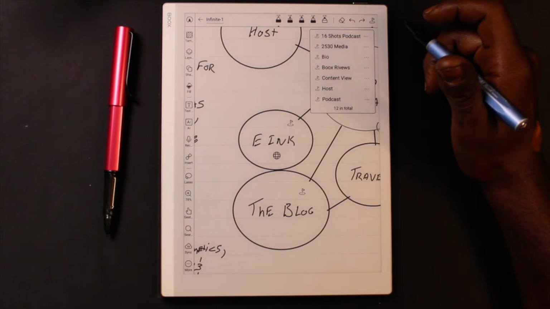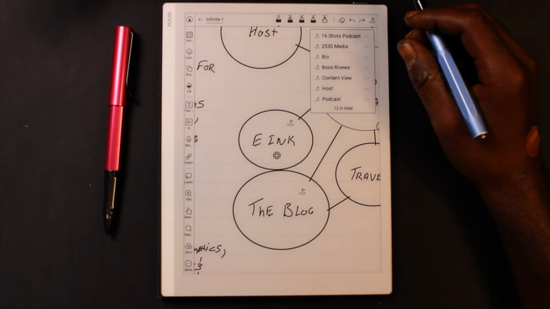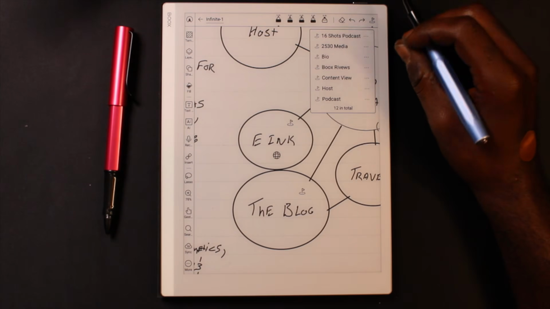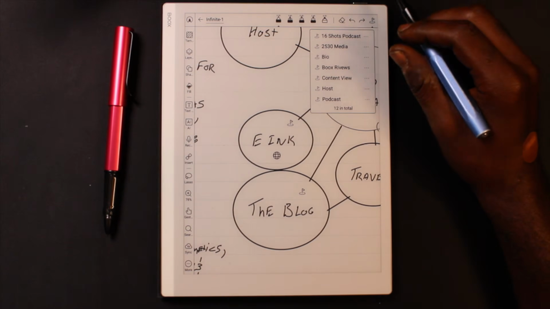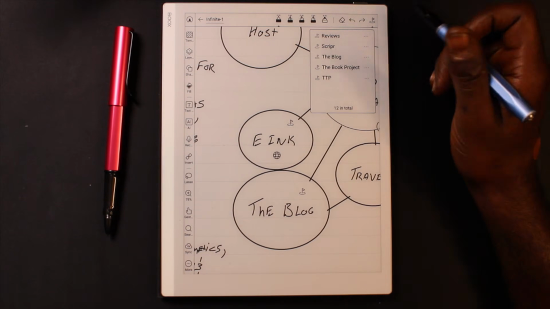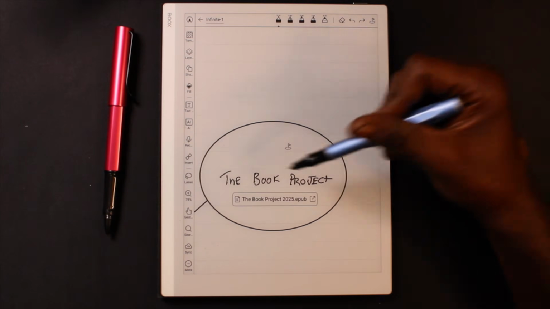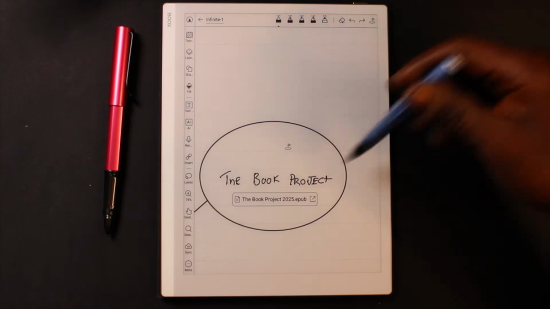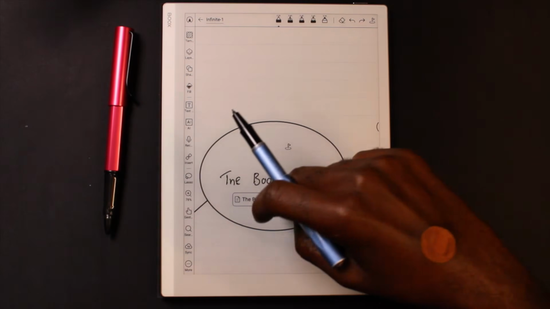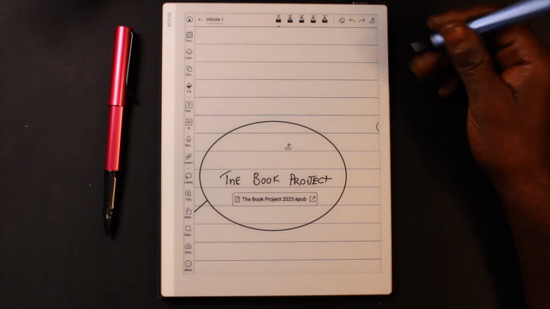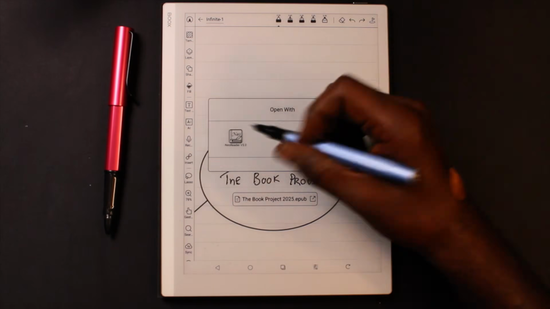And also you can have links to different pages inside of your notebooks, or different notebooks or EPUBs or things like that. So the next one is just going to be a link to the book project. And when I go to the book project, it takes me here to that pen, and I can click on this link here, and it's going to open up the EPUB that I've sent over.